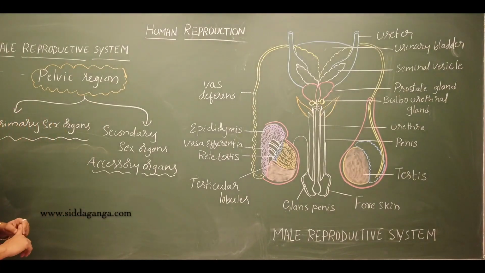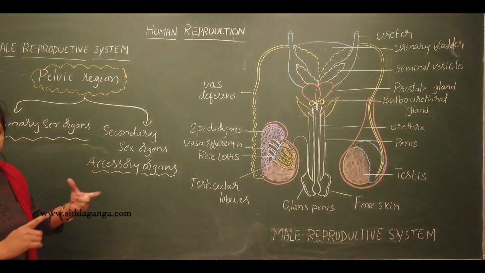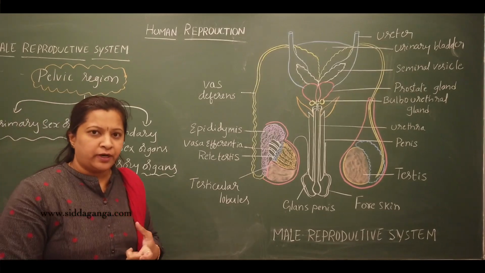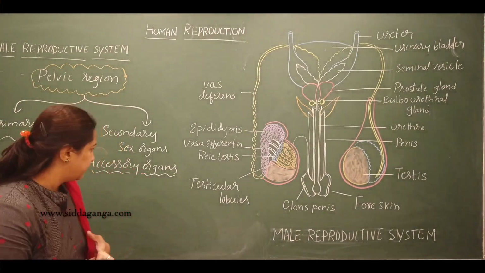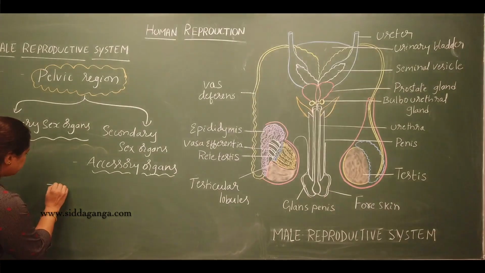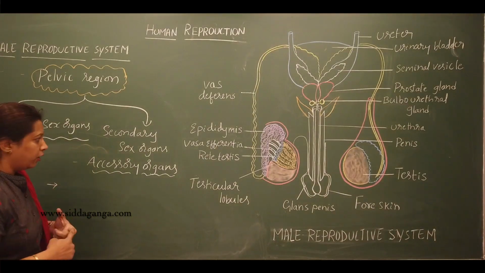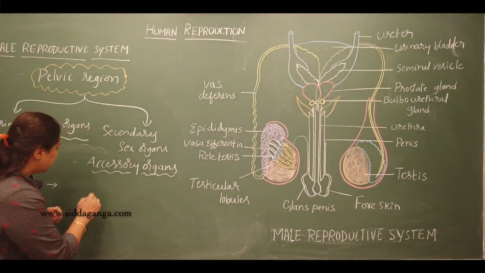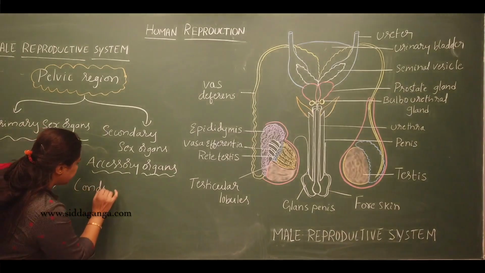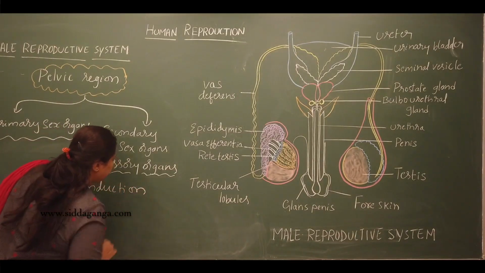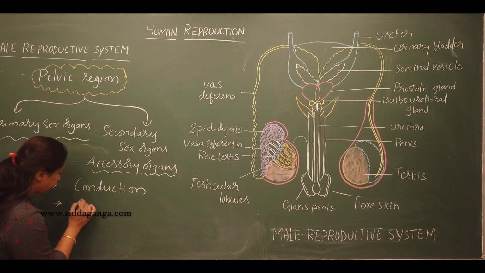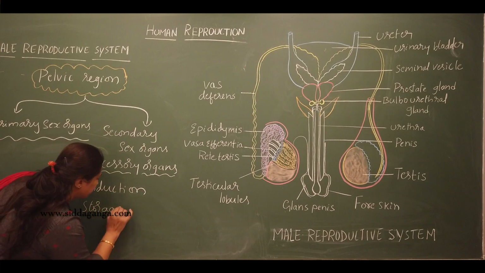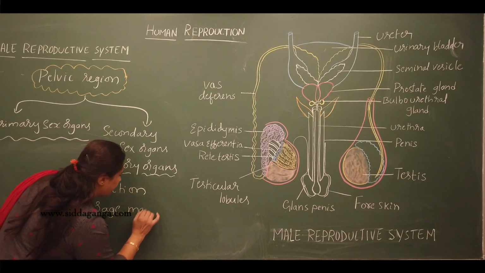See here, the sperms are produced in the testes. They have to reach the female reproductive tract for fertilization to take place, right? The conduction of the sperms is done by the duct system. The sperms are also temporarily stored in the duct system, and the sperms will undergo maturation.